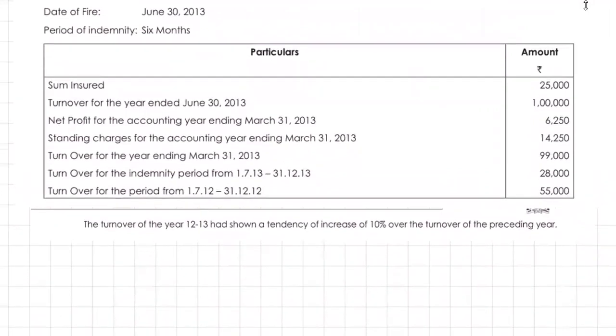See what are the sum insured, 25,000. Turnover for the period for the year ended 30 June 2013 was 1 lakh. Net profit for the accounting year 31st March 2023. This is your previous year. Okay, this is of your current year till date. Standing charges for the accounting year ending 31st March 2013. This is previous year. Turnover of the year ending. This is previous year. Turnover of the indemnity period from 1/7/2013 to 31st/12/2013.